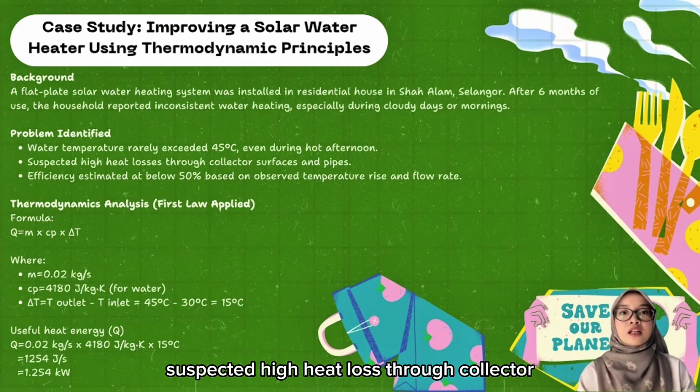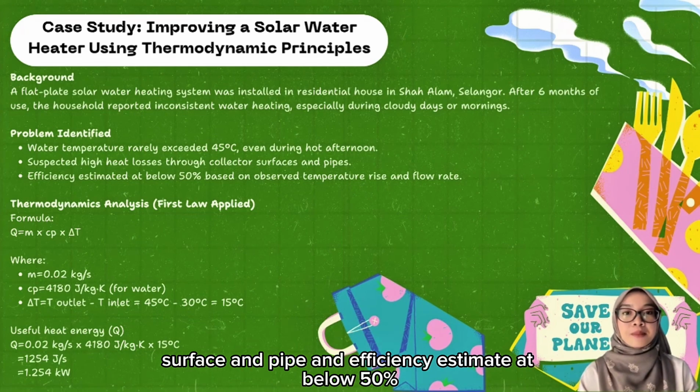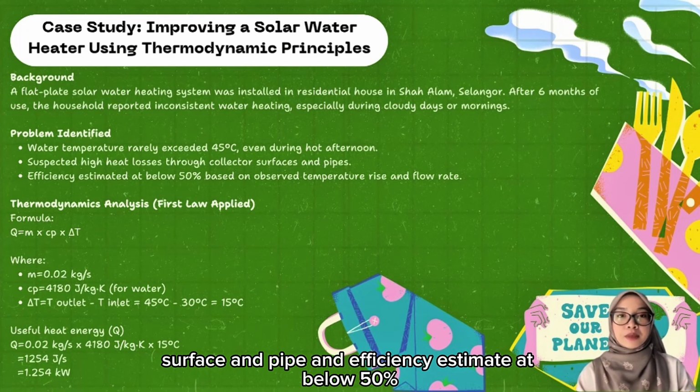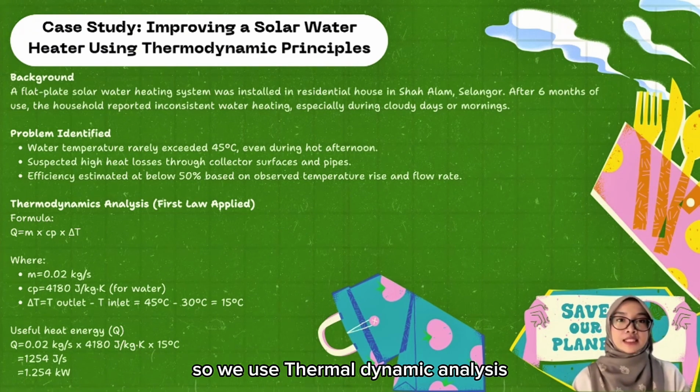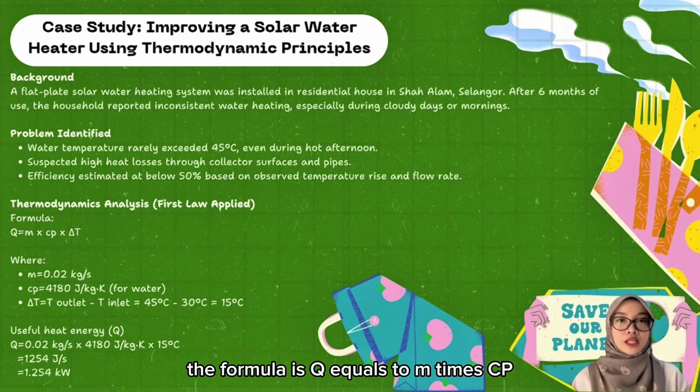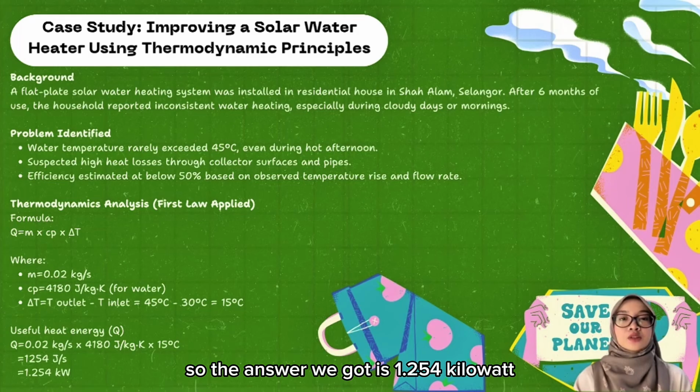Suspected high heat loss through the collector surface and pipe, and efficiency estimated at below 50% based on observed temperature rise and flow rate. So we use thermodynamic analysis with the first law of thermodynamics. The formula is Q equals m times Cp times change in temperature. So the answer we got is 1.254 kilowatts.